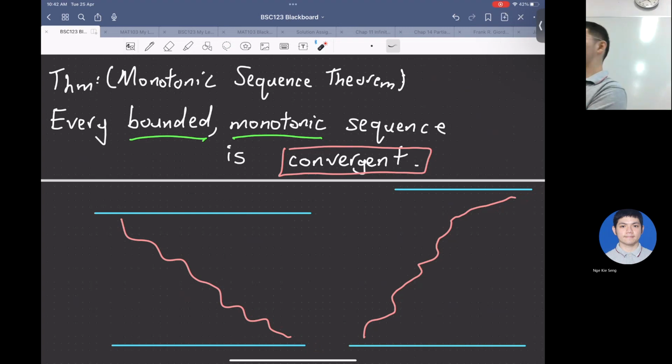But hitting the wall here doesn't mean it has to be equal. It can be approaching asymptotically, because this is the property of real numbers. You can forever go close to the wall, but you cannot touch the wall.